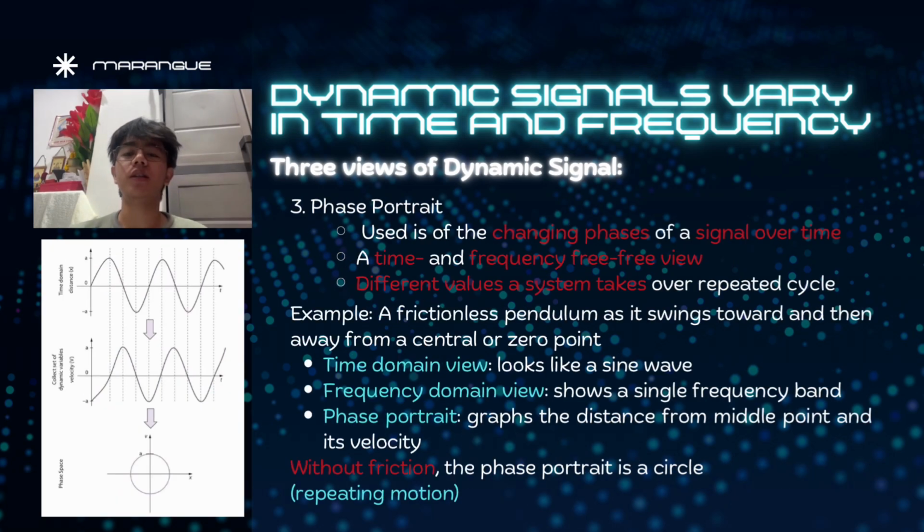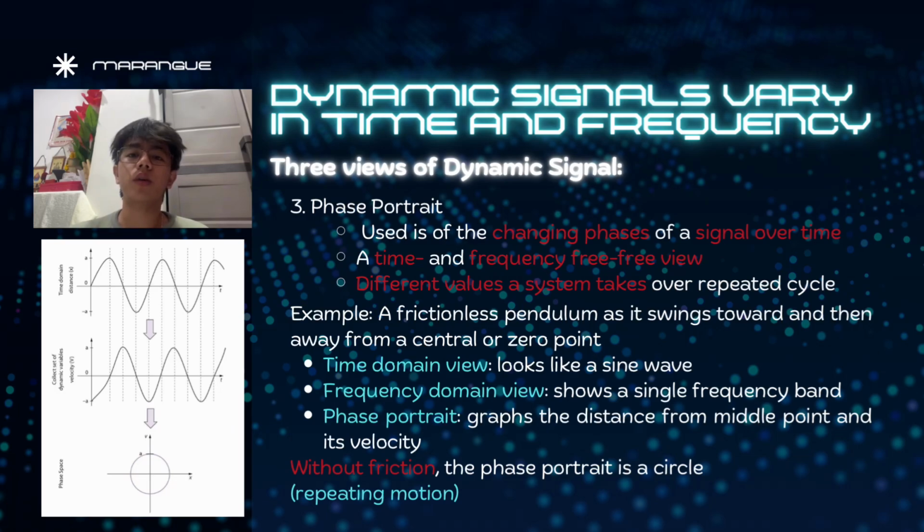The third view is the phase portrait. This shows how the state of a system, like its position and speed, changes over repeated cycles. It's a view that doesn't depend on time or frequency. Let's take a frictionless pendulum as an example. In the time domain, its swing looks like a sine wave. It looks like it just goes up and down on the graph. So in the frequency domain, it shows a single frequency band since it is one wave.